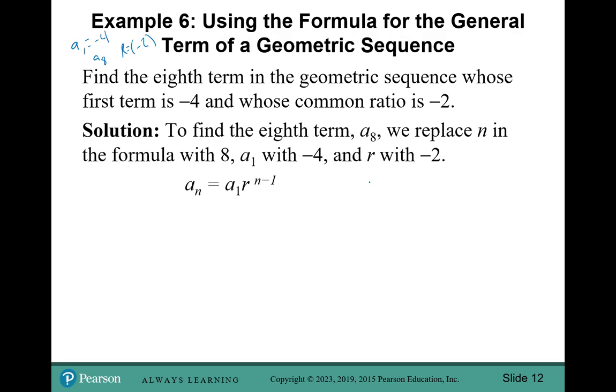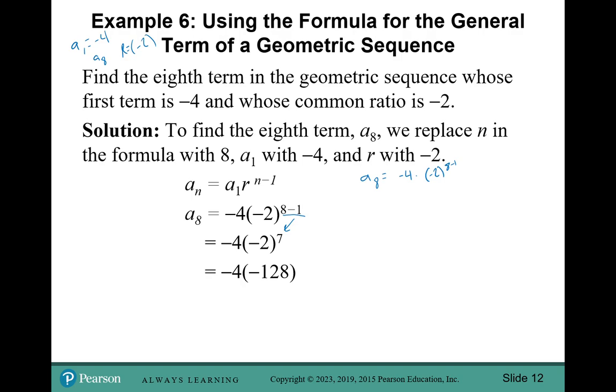Okay, our a sub n here is a sub 8. Our a sub 1 here is -4. Our r here is -2. I'm going to keep that in parentheses because that whole thing is going to be raised to an exponent. And then our n minus 1 here, 8 minus 1, which simplifies to 7. So we're looking at a8 equals -4 times -2 raised to the 8 minus 1. 8 minus 1, like I said, does reduce to 7.